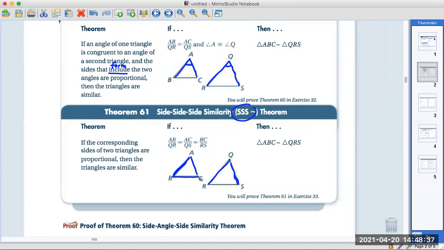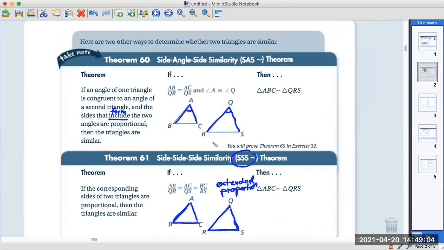BC is over RS. This is called an extended proportion because you've got three. If you have two, that's normal, but three or more is called an extended proportion. And if these values are the same, then you have two similar triangles.